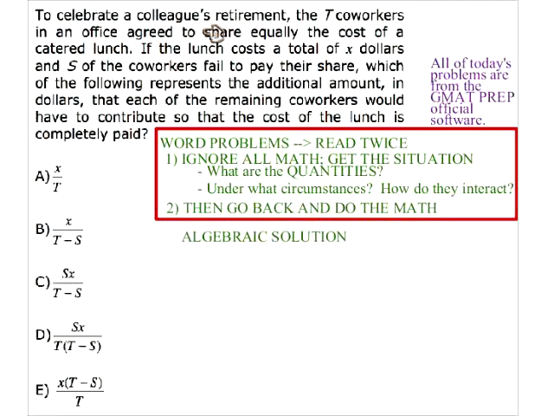There were a bunch of workers who agreed to share the cost of a lunch. But then some of them failed to honor that obligation. And so then the other people got stuck with the bill. So what we can do just from that is make a chart. You should make a chart before you have any math.